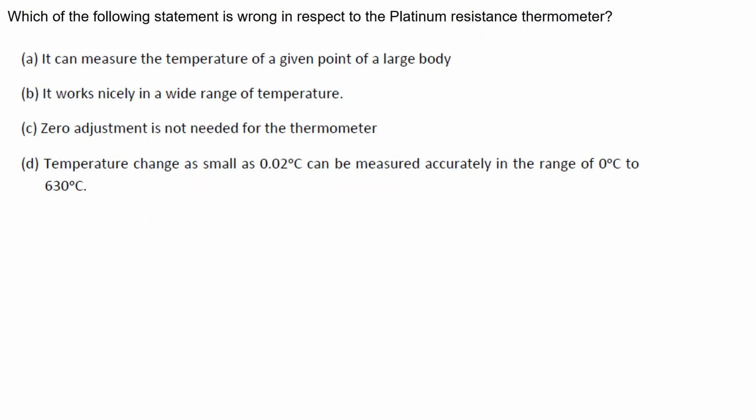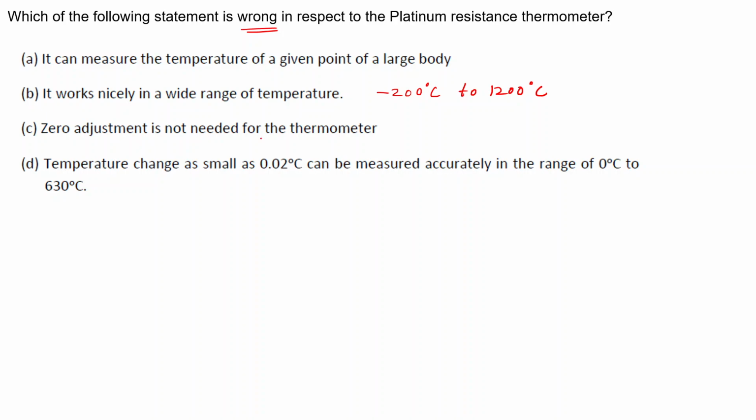Next question: which of the following statements is wrong with respect to the platinum resistance thermometer? It can measure the temperature of a given point of a large body. It works nicely in a wide range of temperature. We have seen that its temperature range is minus 200 degrees centigrade to 1200 degrees centigrade. So this is a true statement that it works in a wide range of temperature.